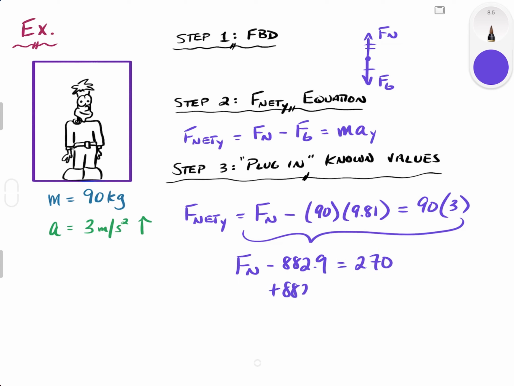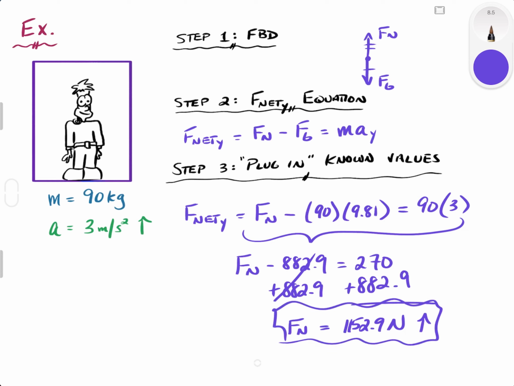Add 882.9 to both sides, and you will find that the normal force in this case is 1,152.9 newtons in the upwards direction.